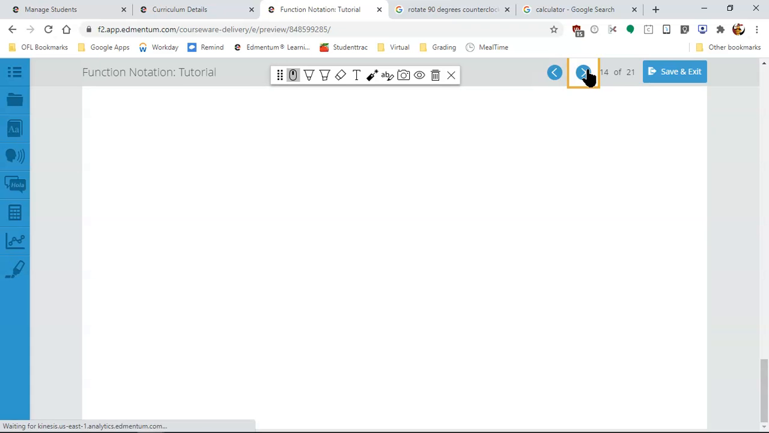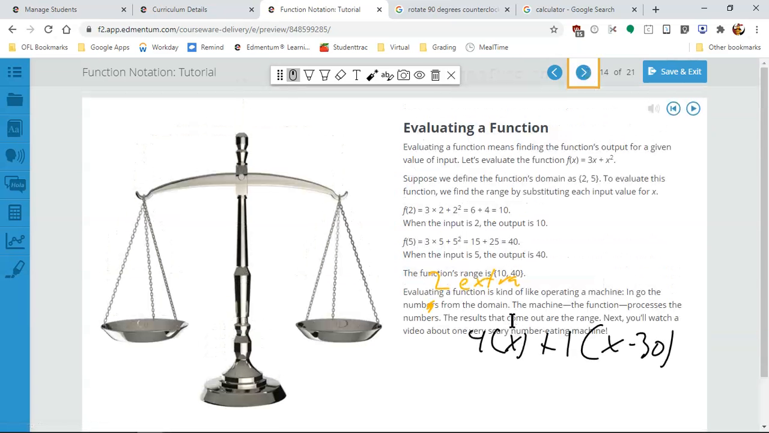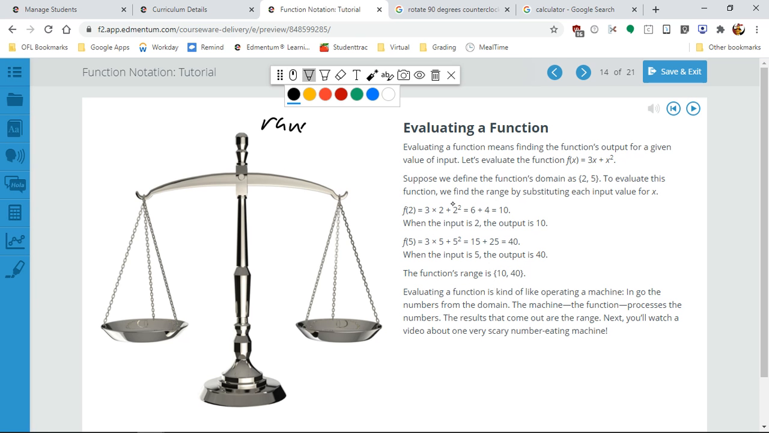All right. So let's kind of look over here. Evaluating a function, they're just like, plug it in, see what we get. Then, in order to find the range, we plug in the smallest number we get, and then we're going to plug in the biggest number. That's going to give us our range.